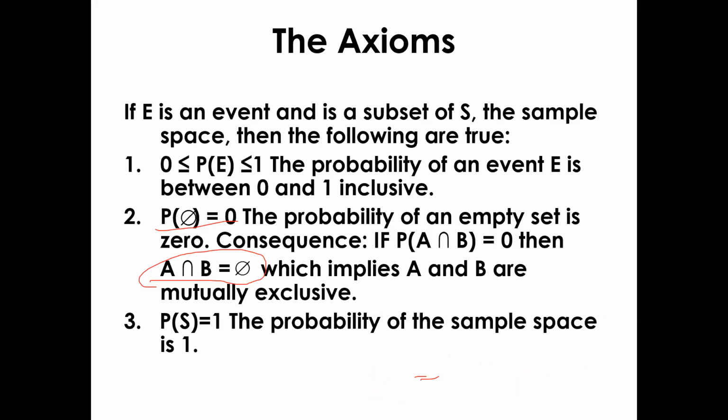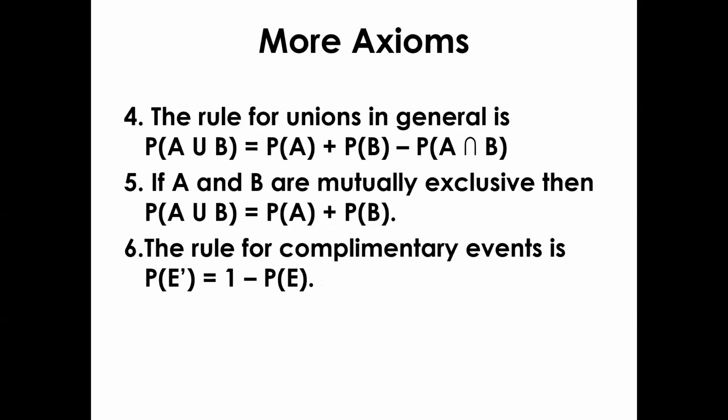I'm going to clean my board right now and go to the next slide. Number 4 is the formula for non-mutually exclusive events. Number 5 is the formula for mutually exclusive events. And number 6 is the formula to figure out the complementary event.